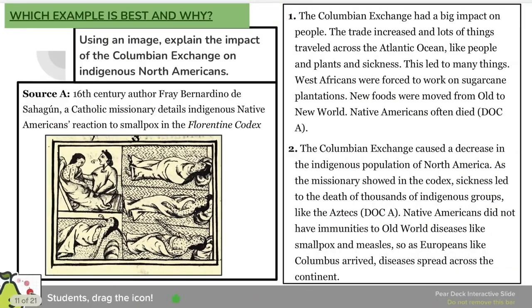Now what we're going to do is look at these sources and then look at sample responses. One of these responses is going to be good. The other response is going to be bad. So remember, the prompt, using the image, you have to use it. Explain the effect of the Columbian Exchange on indigenous North Americans. Go ahead and read these sample answers, and then I want you to tell me which is best and why. So not just, oh, number one is best, number two is best. Tell me why you think that is the answer that would get points.